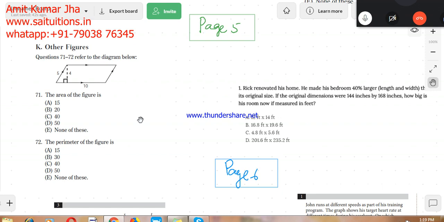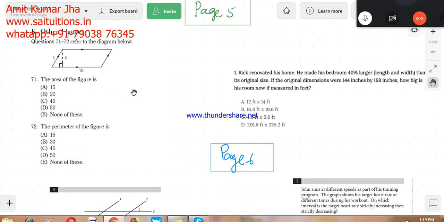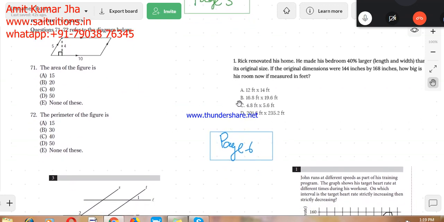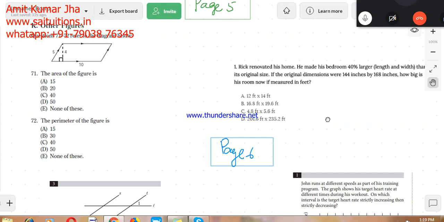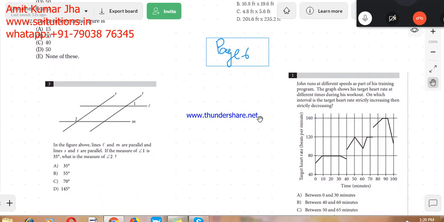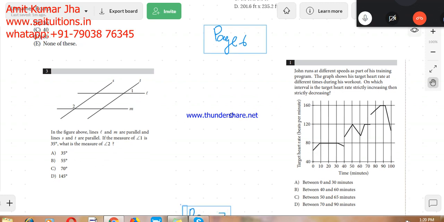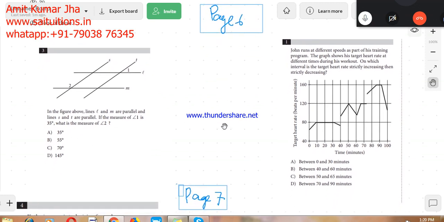And again, this is a question from the next page, page 5. These are geometry. This is also geometry, page number 5, question 1. And we have another graph question I can see on page 6, question 1, and question 3 is again a geometry question. So let us come to question 1, and I'll show you again.